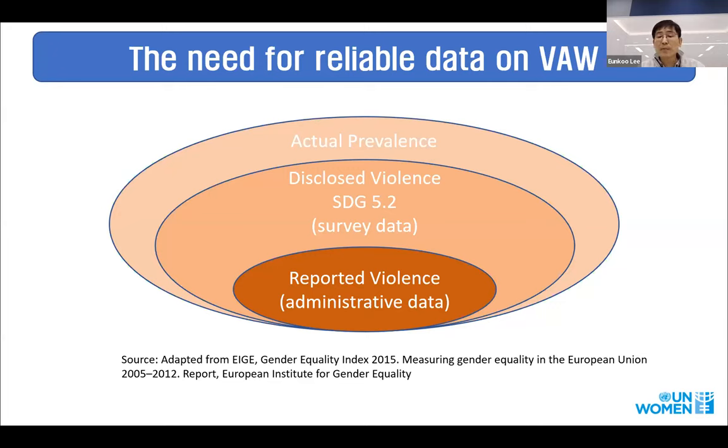SDG 5.2 measures the proportion of intimate partner violence, and surveys are the only tools that can be used to collect data for calculating these indicators.